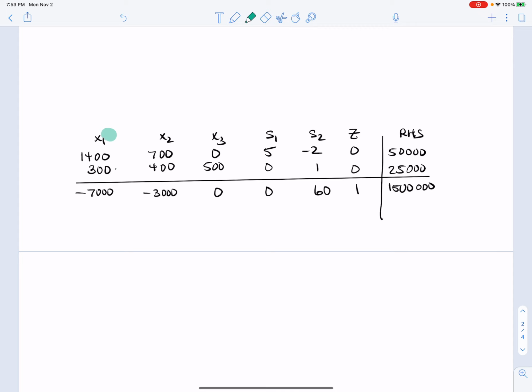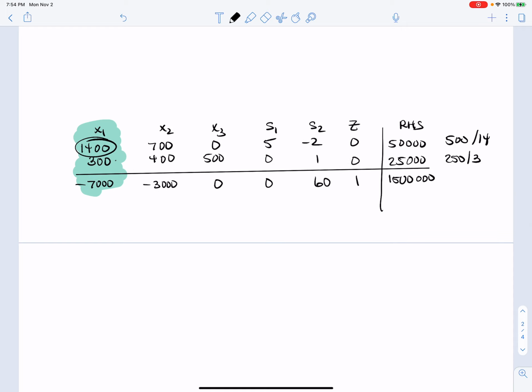Most negative entry in the bottom row is the x1 column, the negative 7,000. We perform ratios again. 50,000 over 1,400 is the same as 500 over 14, just crossing out common zeros. 25,000 over 300 is 250 over 3. 500 over 14 is somewhere in the 30s. 250 over 3 is over 80. So that means that the 1,400 is the winner. So now we're pivoting again. And we pivot around the 1,400.